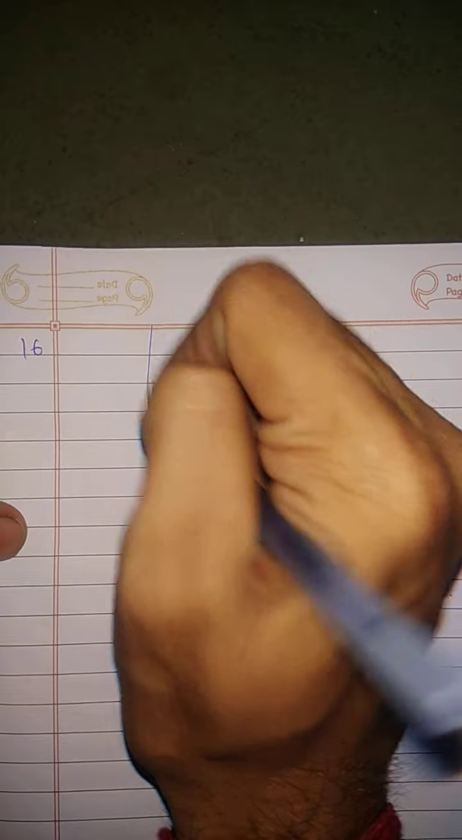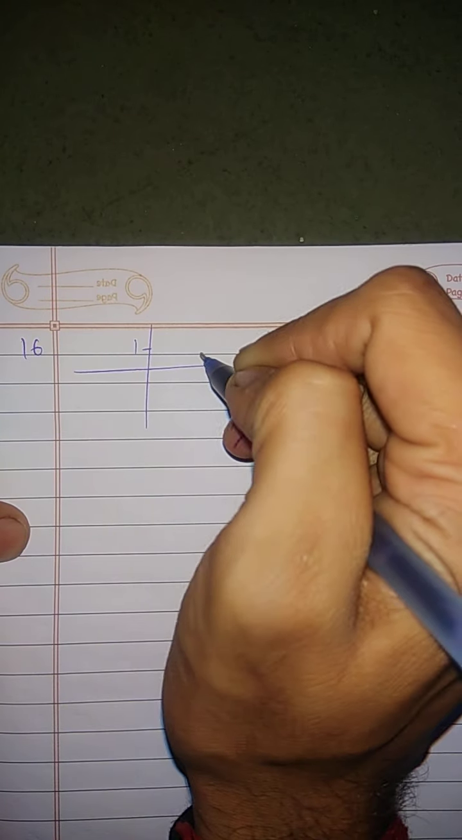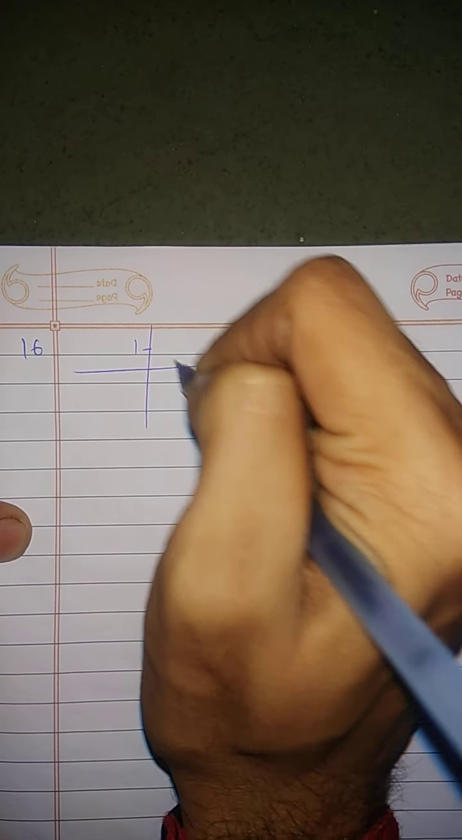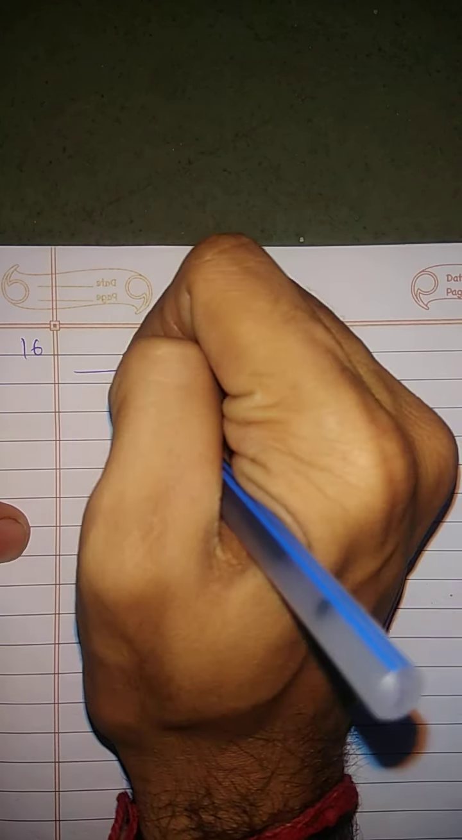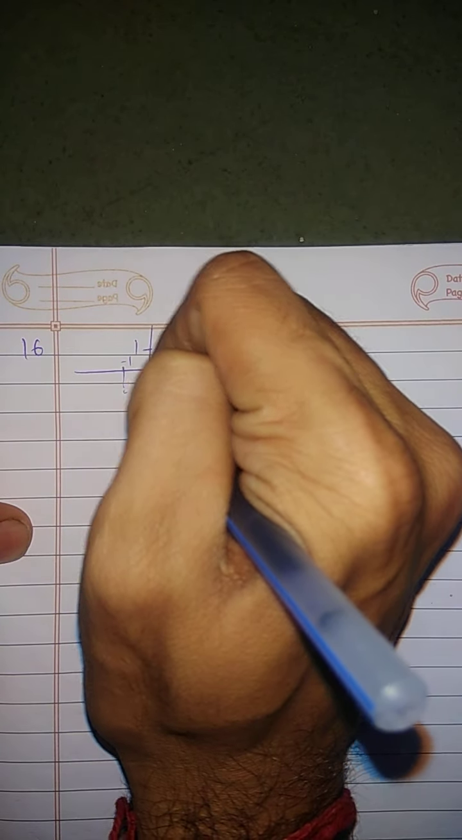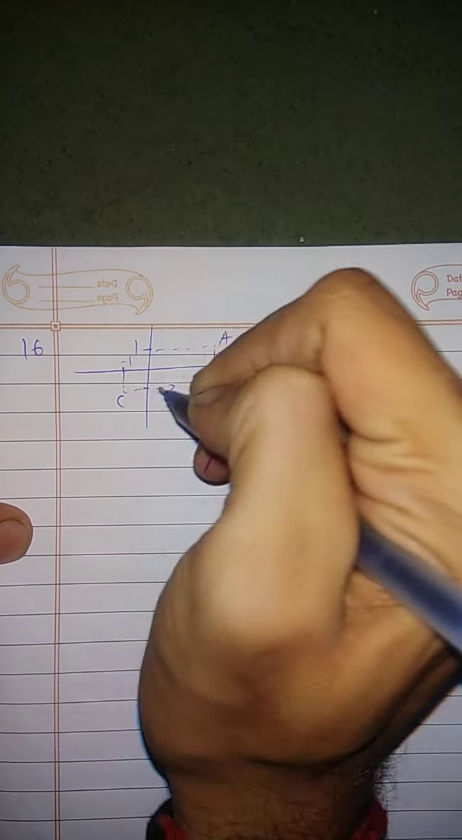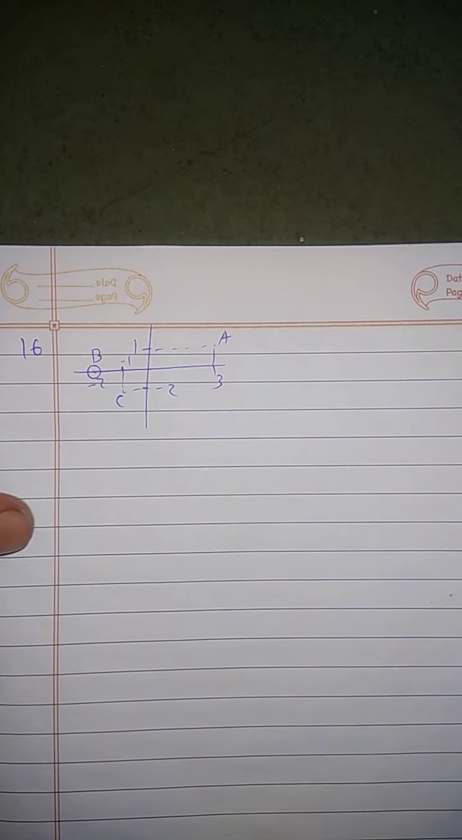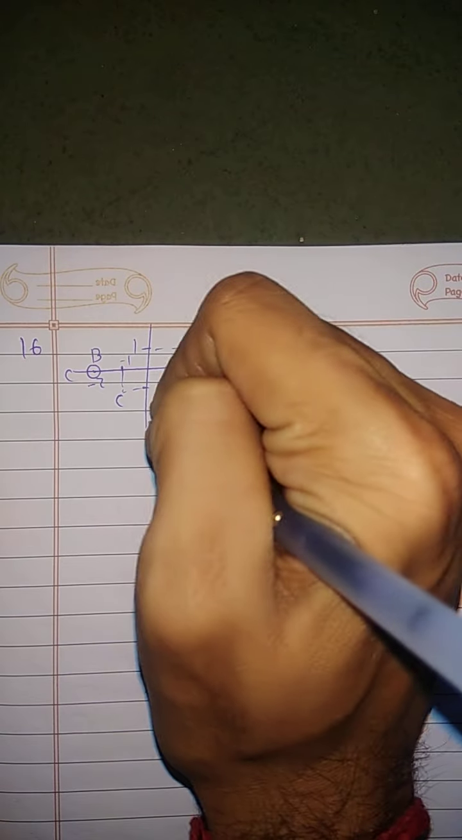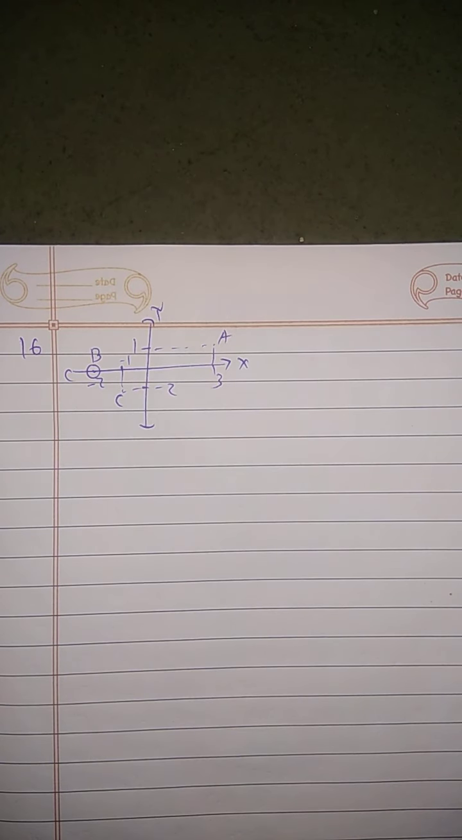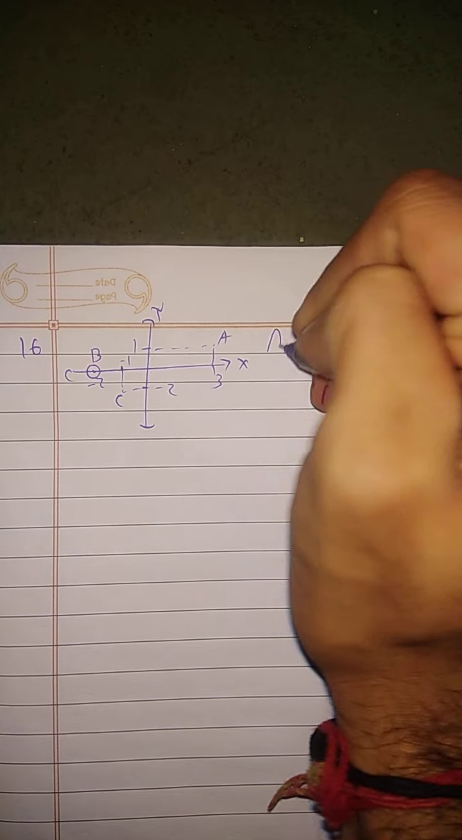So we have the graph like this. Here we have 1, here we have 3, and one point is there, it is A. Then with the minus 1 and minus 2, we have the point C, and here we have B, minus 2. This is the x-axis, this is the y-axis. Now first of all, the coordinate of A.